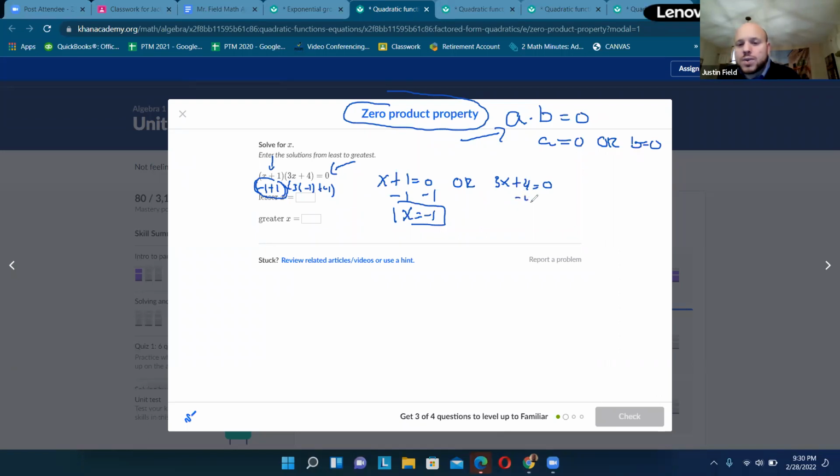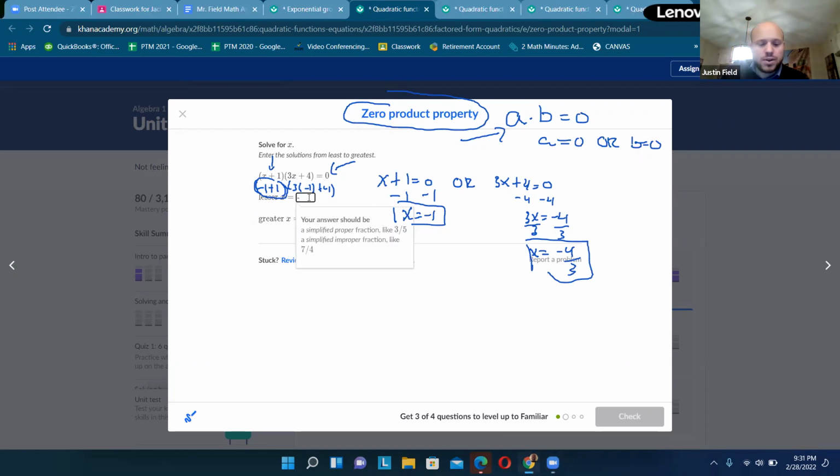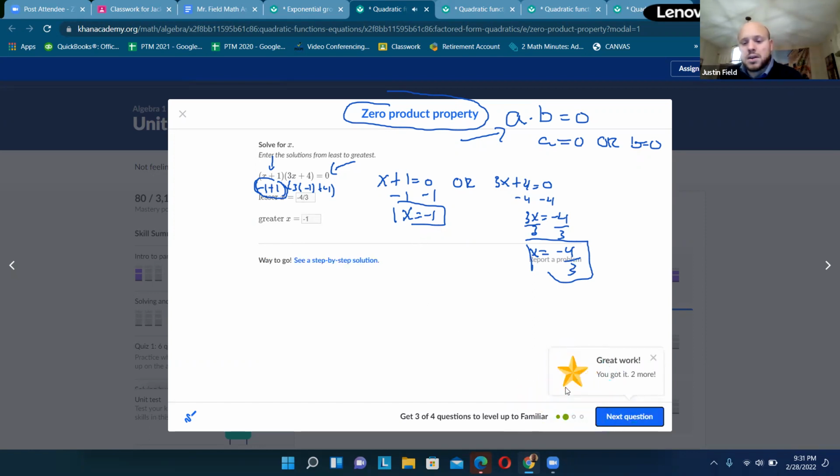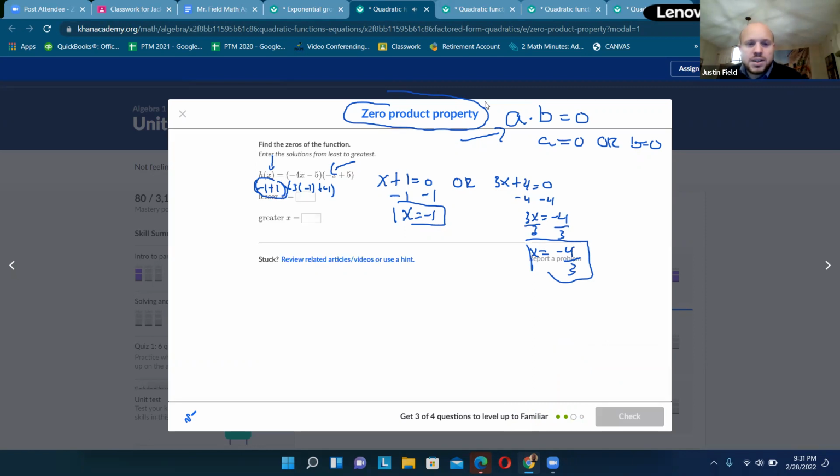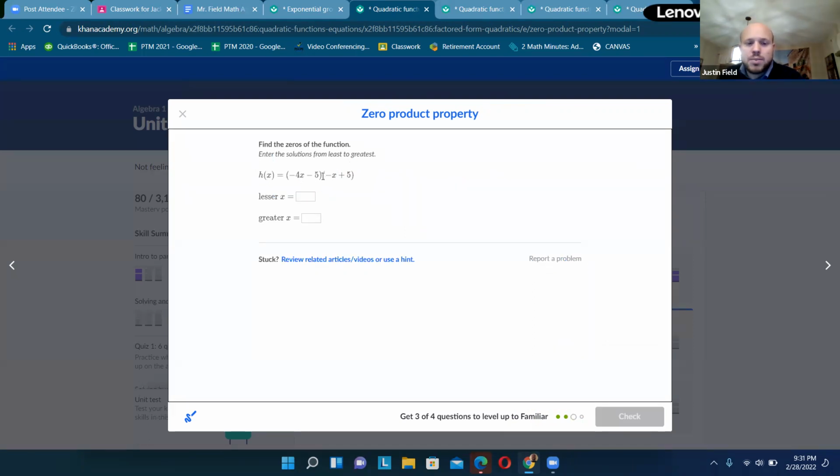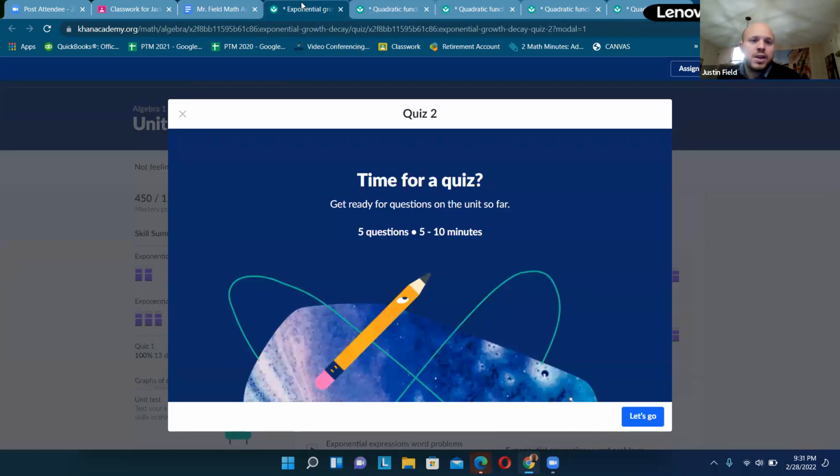Okay, now let's solve this one. And so we can see -4/3 is another value. Fraction, but that's okay. So the lesser is -4/3, and the greater is -1. Okay, so basically just set both of these factors equal to 0 and solve, and you got it.